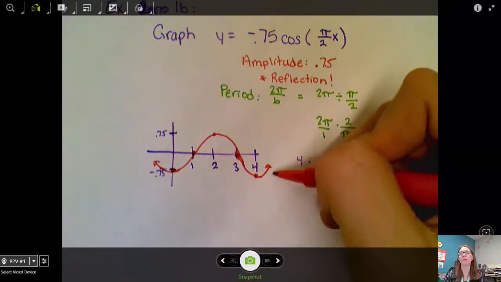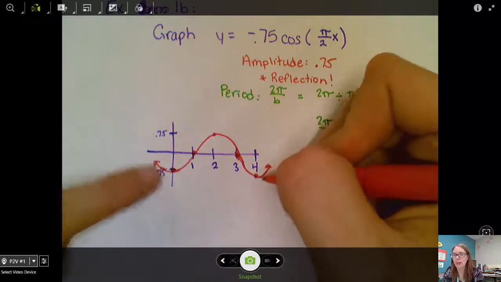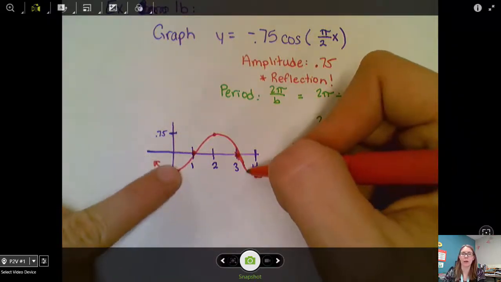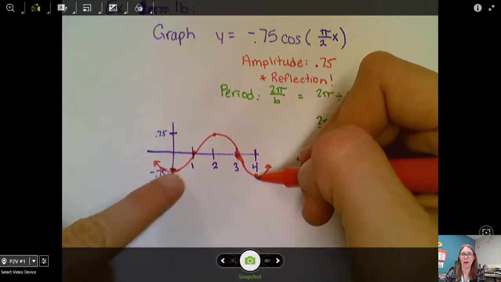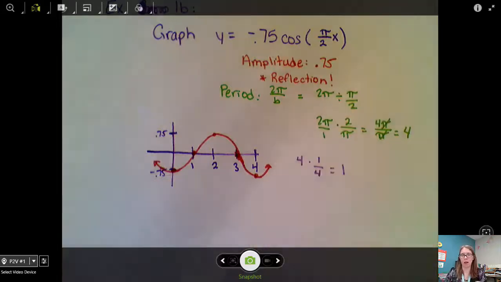And we just want to make sure for cosine functions that we curve the ends back up and don't just put arrows on the ends here, like at this negative 0.75 and at the 4 here, because we don't want to make our graph look like it keeps going down. We want to make sure that we show, hey, it's going to come back up and repeat. But that's what our graph is going to look like.